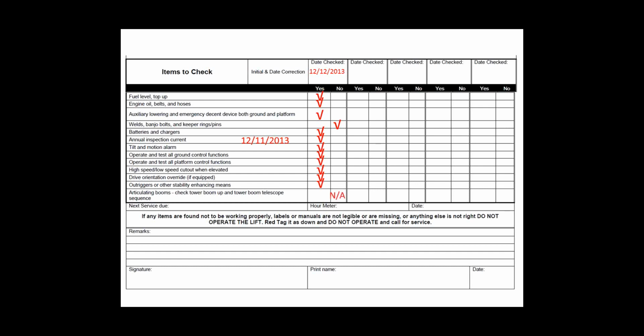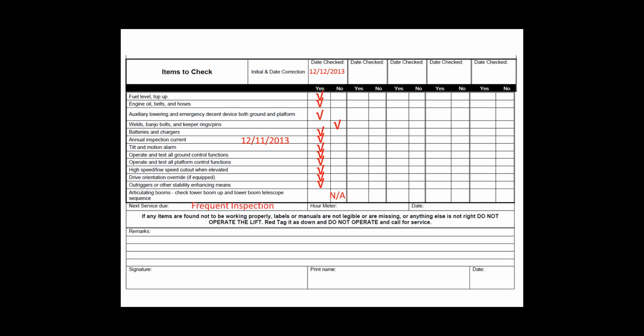We have another item here called checking the tower boom and tower boom telescope sequence. On certain articulating models, the lower boom telescopes. And if it does, the telescope feature will be deactivated if the boom is fully lowered. And if the boom is elevated fully and the tower is extended, the boom will not lower, keeping the machine inside its range of stability. So this is, again, another safety device specific to a particular model of machine. If it's equipped, we need to test this by ensuring the tower won't telescope when it's lowered, and the boom won't lower if the tower's telescoped. So I'm going to put non-applicable there.